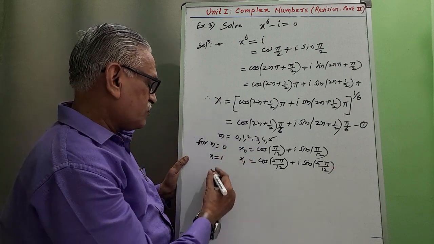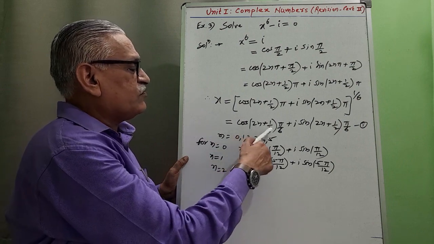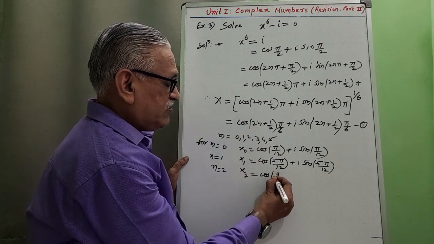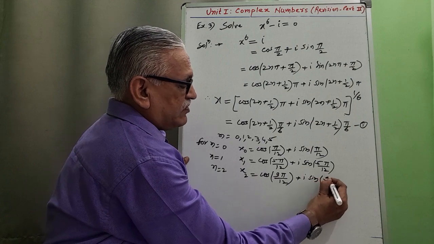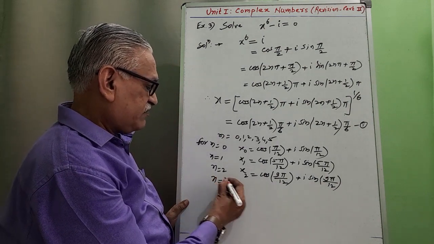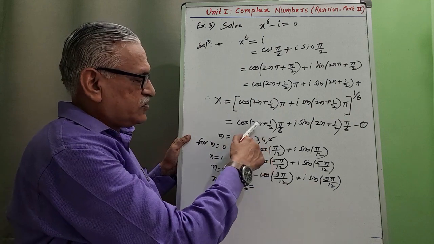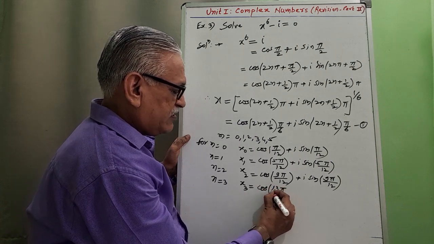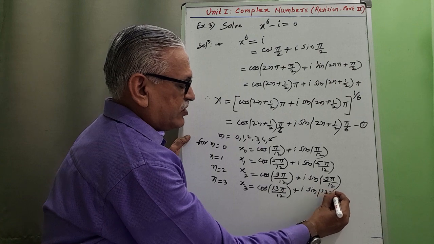Then for n is equal to 2, we get next root x2, 2 into 2, 4, 4 plus 1 by 2, 8 plus 1, we get 9. Therefore, it is cos of 9 pi by 12 plus i sine of 9 pi by 12. Then for n equal to 3, we get x3, next root. 2 into 3, 6 plus 1 by 2, 12 plus 1, we get 13. Therefore, it is cos of 13 pi by 12 plus i times sine of 13 pi by 12.